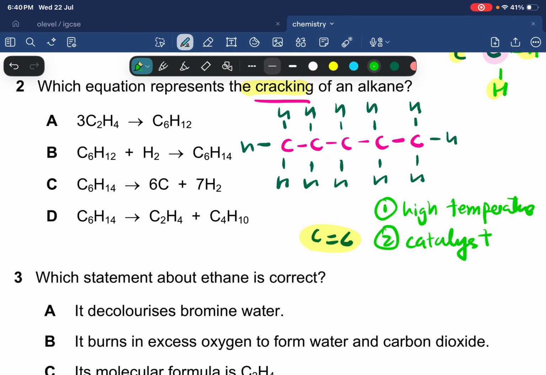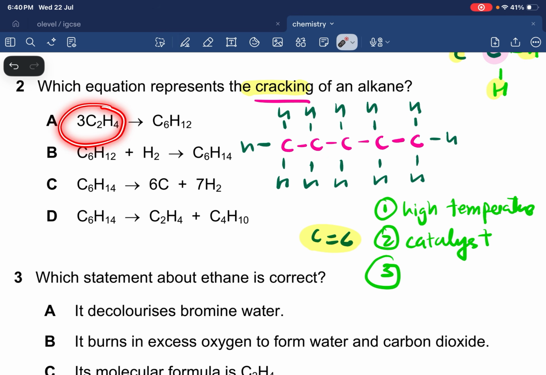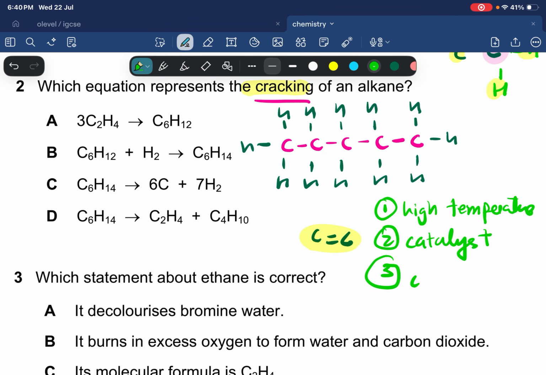And then you need absence of oxygen. You cannot have oxygen in cracking. Why? Because if there is oxygen, remember, hydrocarbon and oxygen, what are they going to do? It's going to combust. It's not going to crack, right? If you have oxygen, oxygen causes the combustion of things. So next is absence. For cracking, you need absence of oxygen.